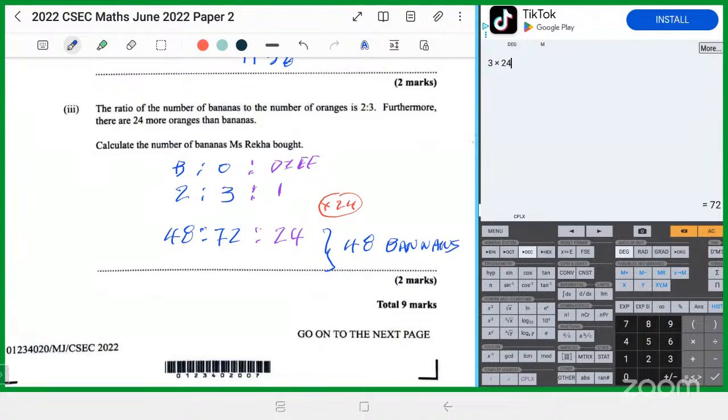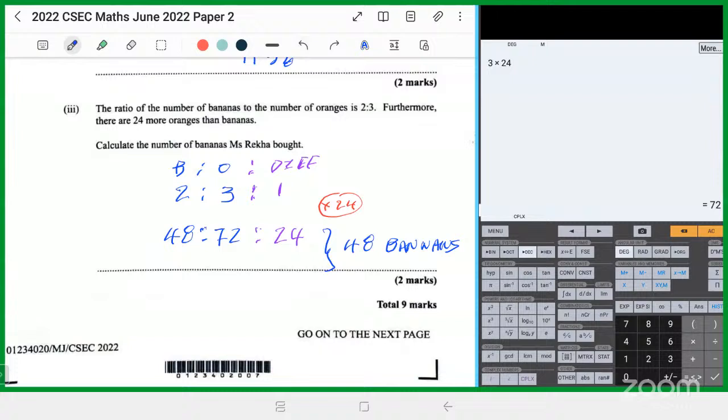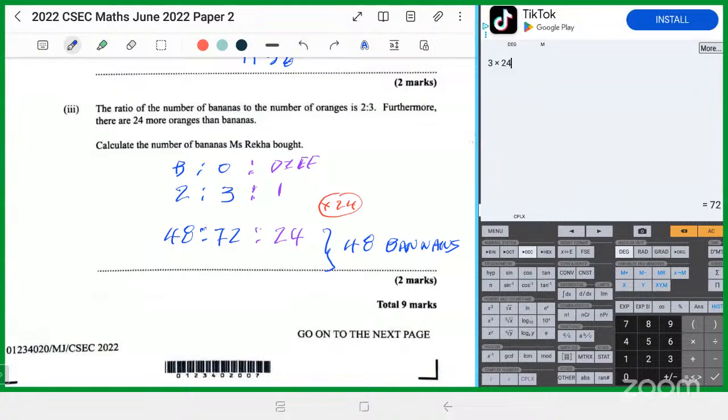That is it? Yeah, 48 bananas. But okay with that? Yes, sir. Yes, sir. Yeah.